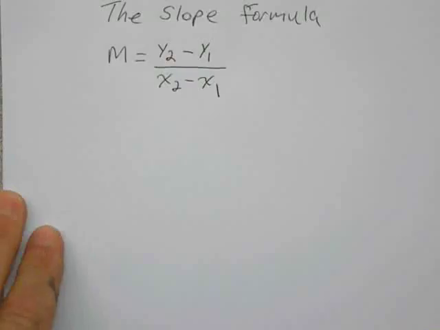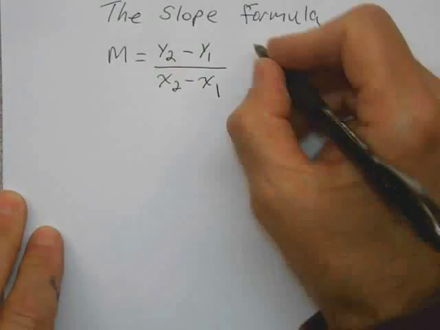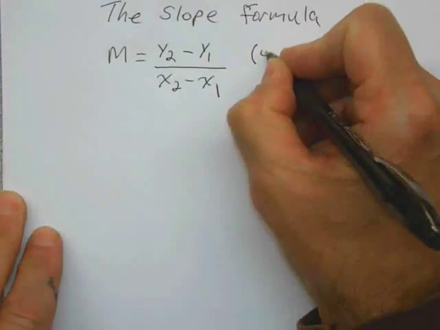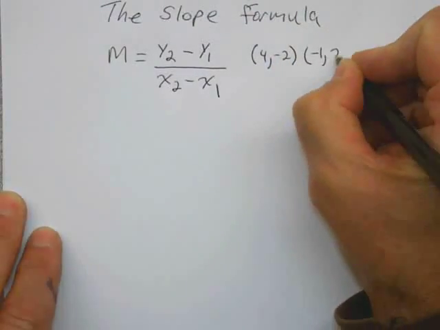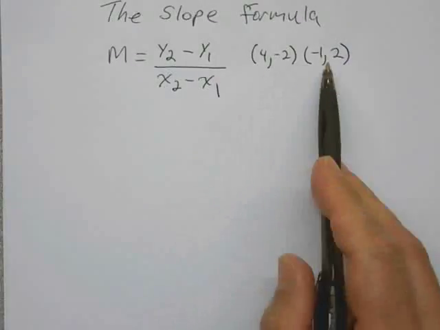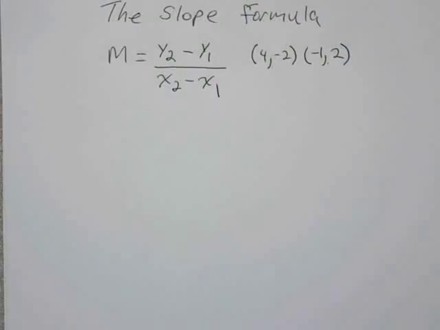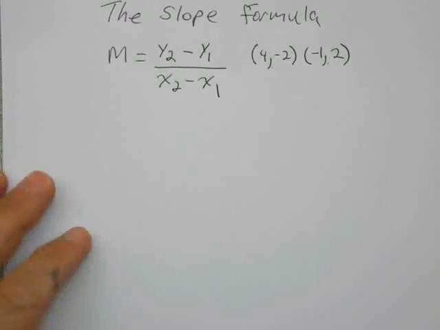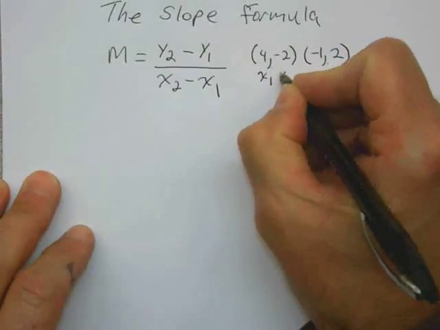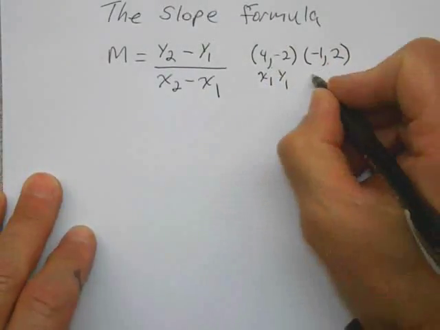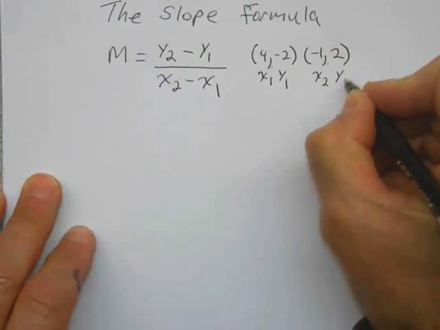Let's assume for a moment that you've been given two ordered pairs. And in this case, I'm going to take the ordered pairs (4, -2) and (-1, 2). So these two ordered pairs would be points on a line. Obviously a line that you may not be able to see right now. But these are points on a line, and they've been given to you. And I'm going to start out by labeling these points thusly. I'm going to label this one x1. I'm going to label this one y1. I'm going to label this one x2. I'm going to label this one y2.